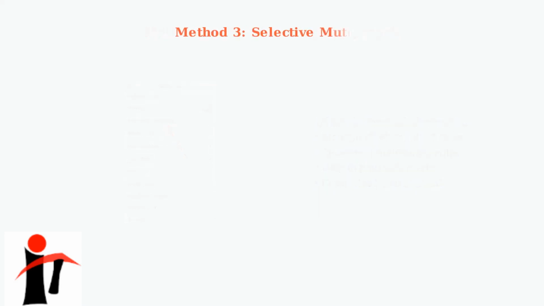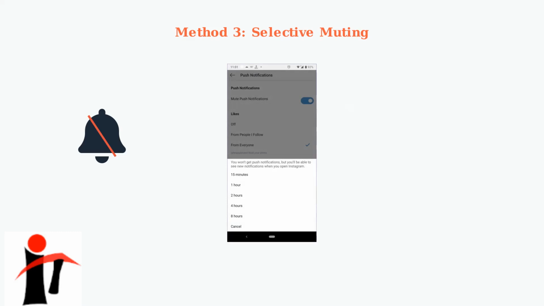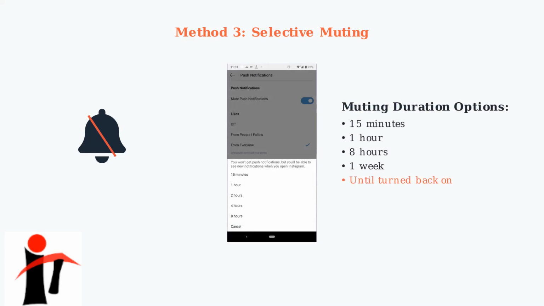The third method is selective muting. You can long press on specific broadcast messages and choose temporary muting options like 1 hour, 8 hours, 1 week, or until you turn them back on.